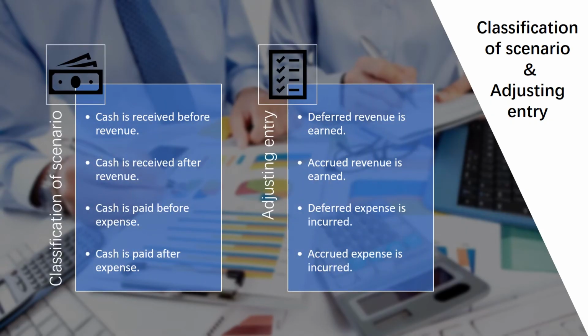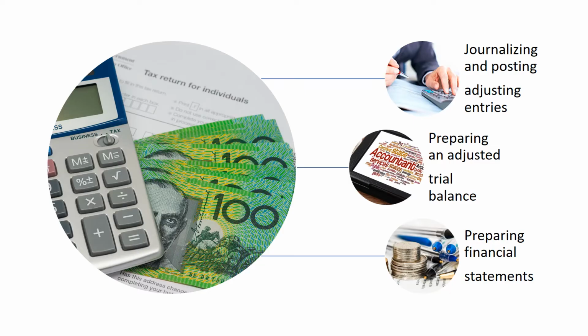While adjusting entries can vary significantly across companies, they all arise because the exchange of cash does not always coincide with the earning of a revenue or incurrence of an expense. For example, sometimes cash is received before a revenue is earned while at other times cash is received after revenue is earned. Likewise, sometimes cash is paid before an expense is incurred while at other times cash is paid after an expense is incurred. The table shows the 4 basic scenarios which are the reasons that adjusting journal entries are necessary.